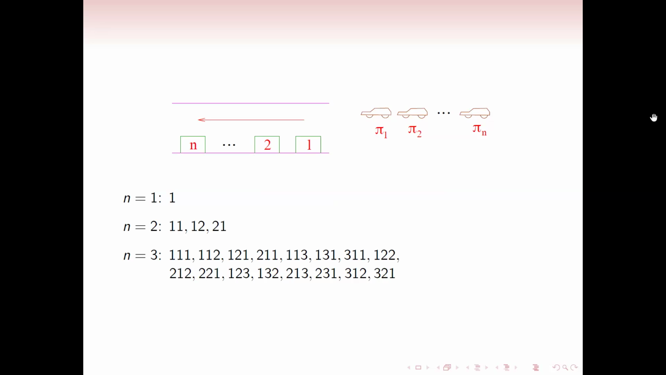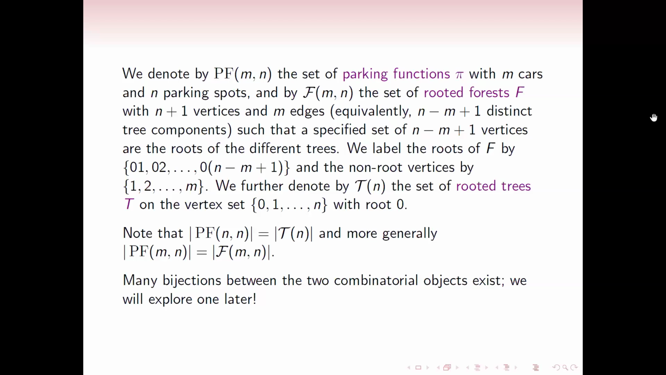When we have the same number of cars and the same number of spots, you see that for n equals 1, there is only one parking function, with preference 1. When n is 2, it's 1, 1, 1, 2, or 2, 1. If you have 2, 2, it's no longer a parking function, because the second car will have to leave the street. For n equals 3, there are 16 parking functions. From this pattern, people noticed that the number of parking functions is given by (n+1)^(n-1). More generally, when m is not equal to n, the number of parking functions coincides with the number of certain forests. That is written here.